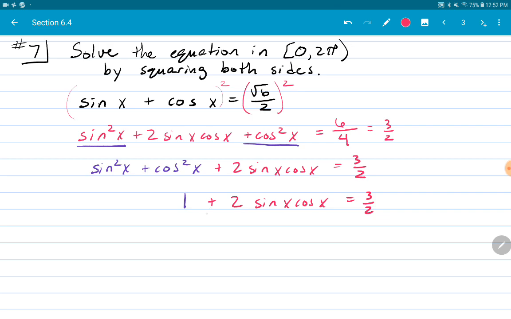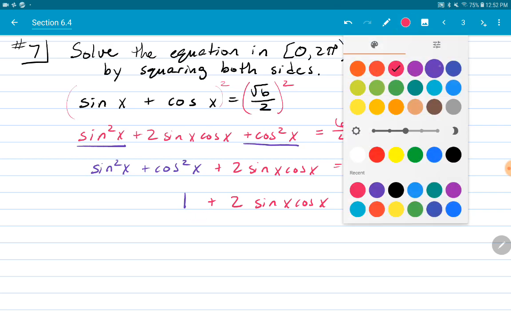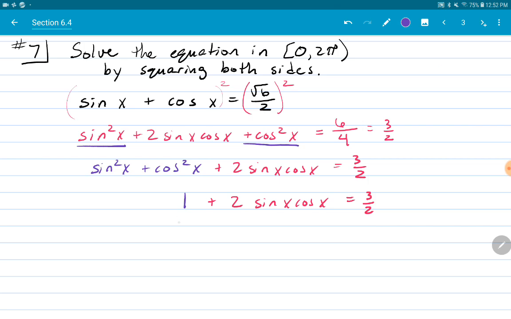And then subtracting 1 from both sides to get the term with the x in it alone. So I'll subtract 1, I'm left with 2 sine x cosine x equals 3/2 minus 1 gives me 1/2.